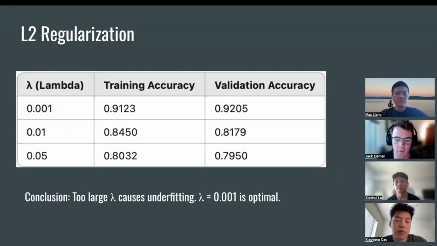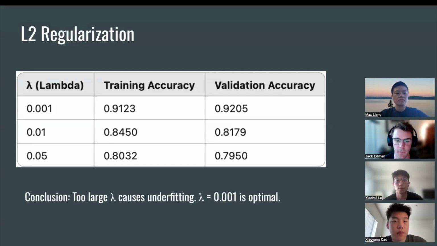So continuing on with some of the other models we tried, on L2 regularization we found that a lambda of 0.001 resulted in the best validation accuracy of 92.05%. The larger the lambda got, the lower our accuracy became.